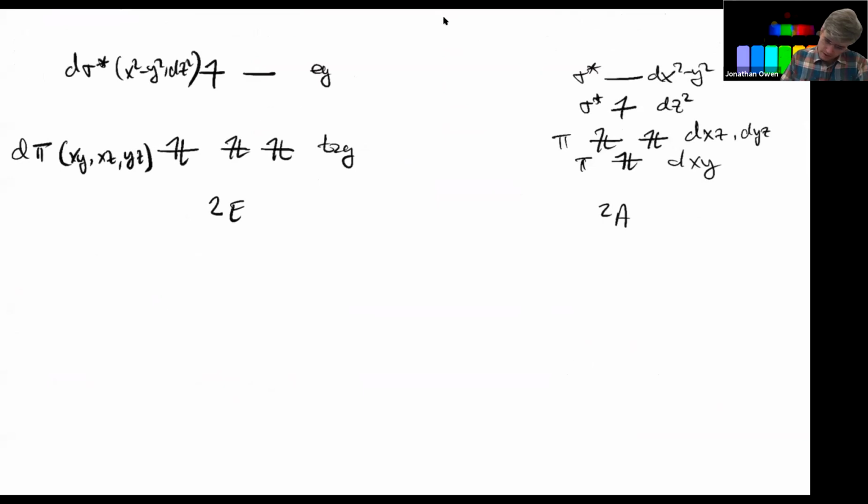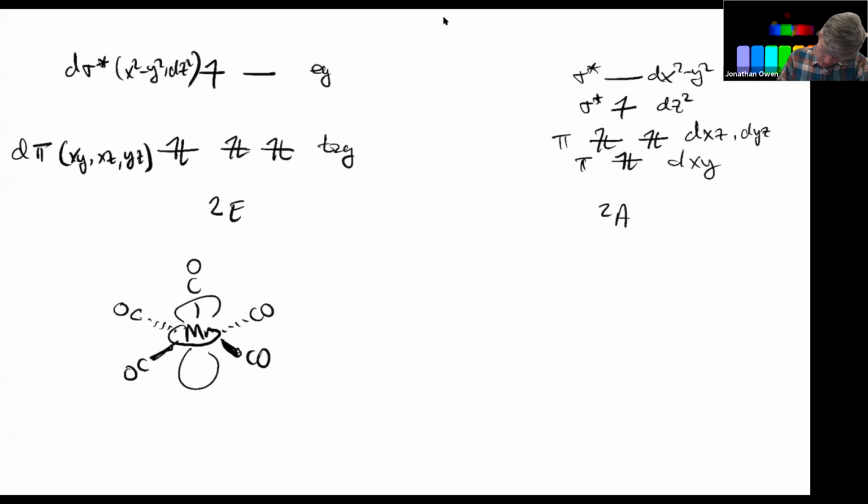So let's draw this thing out again. There's your dz squared orbital. That's the HOMO. And it has this single electron in it. That's a radical. It's not stable. This thing dimerizes.